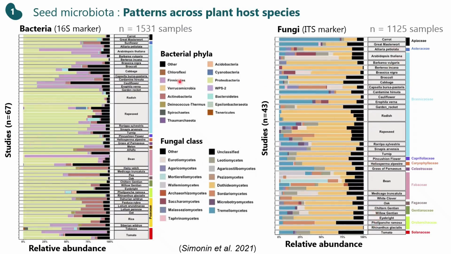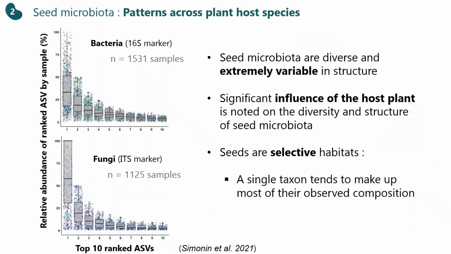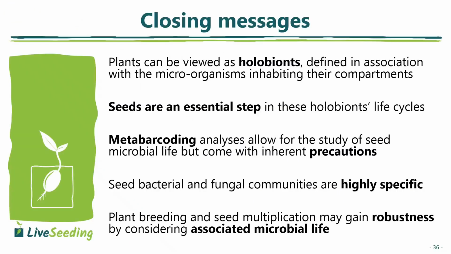At this scale, we can also observe a strong influence of host plant species and botanical family on the structure of their seeds' microbiota. In this data, for over 1,000 samples of seeds of more than 40 plant species, patterns similar to those identified in single bean seeds can be observed. The bacterial and fungal communities for most samples are extremely variable in structure and characterized by one main ASV, or taxon, further emphasizing the selective nature of the seed habitat. And with this last remark, the first live seeding training unit on seed microbiota is over.